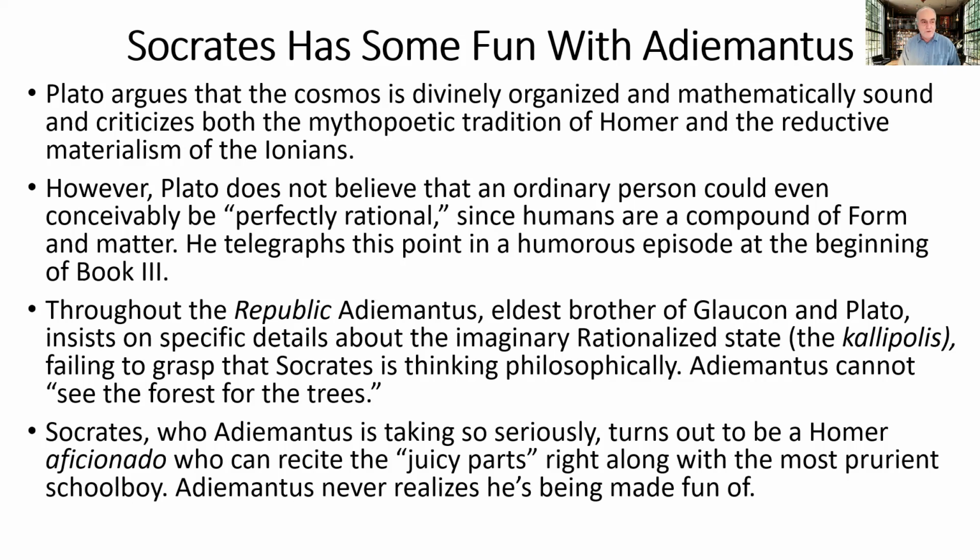So let me just go through the slide here. Plato argues that the cosmos is divinely organized and mathematically coherent, and criticizes both the mythopoetic tradition of Homer and the reductive materialism of the Ionians. Okay, so that's a mouthful, but he's just got his Platonic philosophy, and he's talking about the kind of society that philosophy suggests one ought to have.